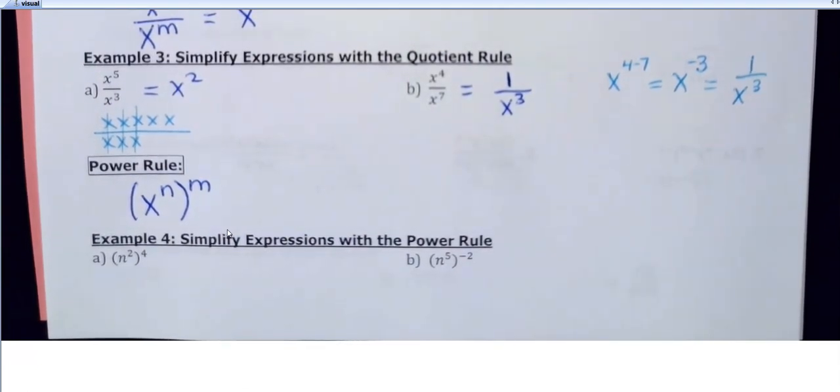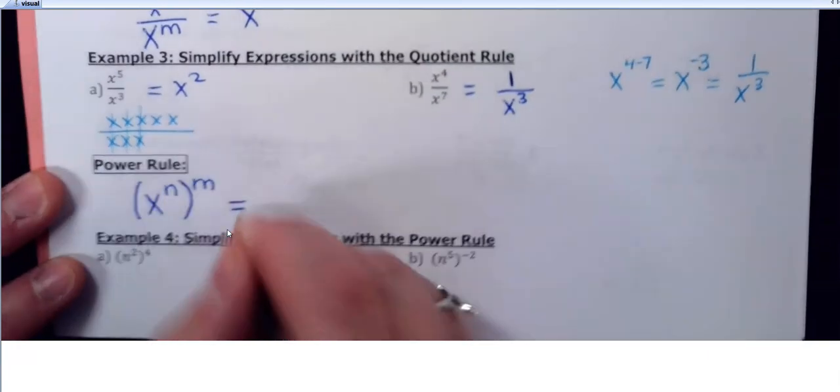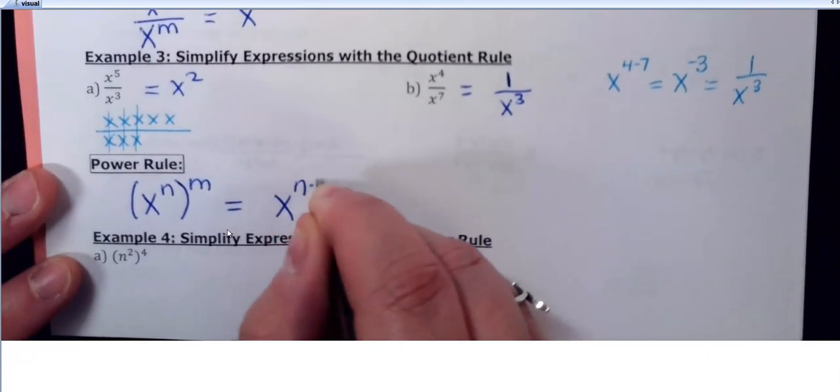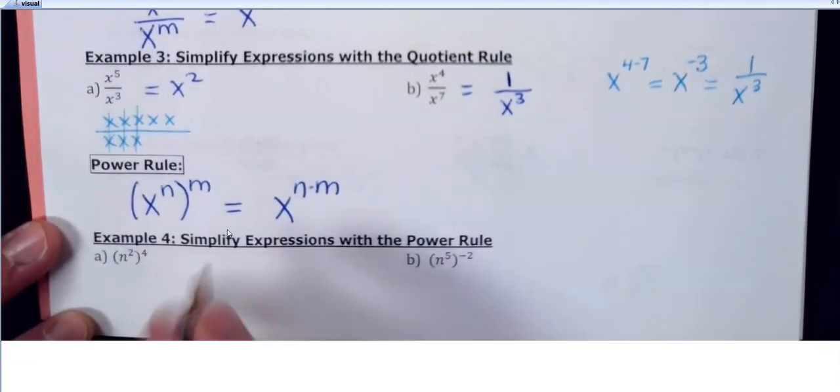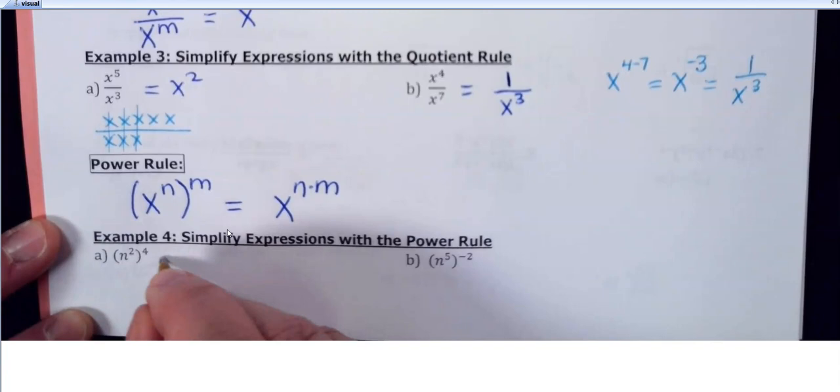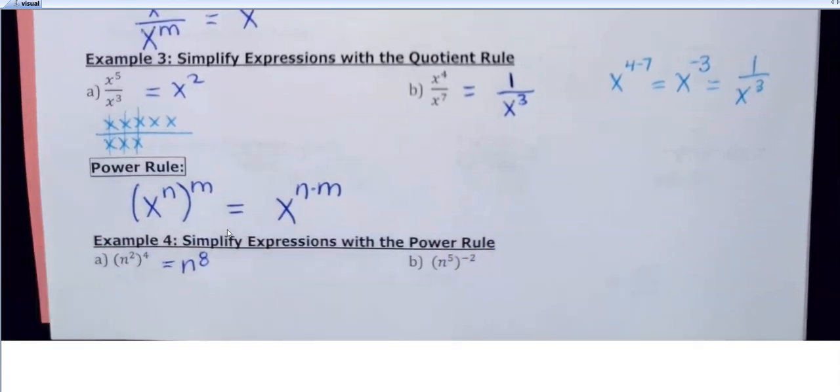What do you do with the exponents in that rule? Does anybody remember? You multiply them, for sure. All right, so this is x to the n times m. To simplify that, get rid of those parentheses. So power to power, you're just going to multiply the exponents. If you look at the very bottom of the page here, n squared to the 4th, you literally just do 2 times 4. So this would be n to the 8th.